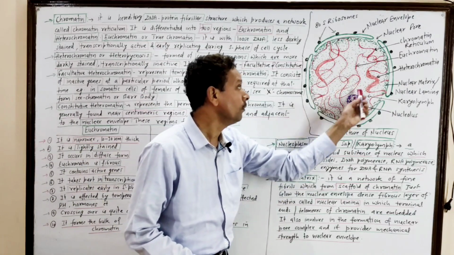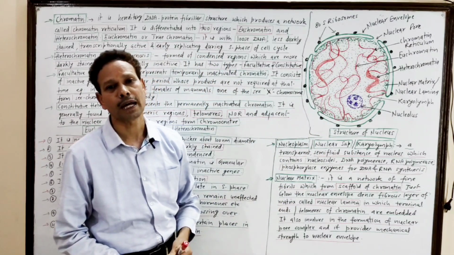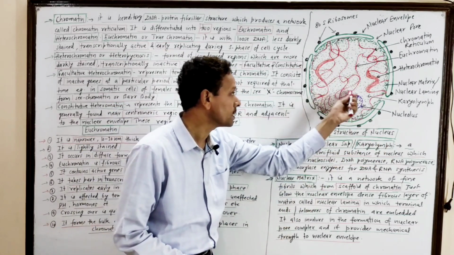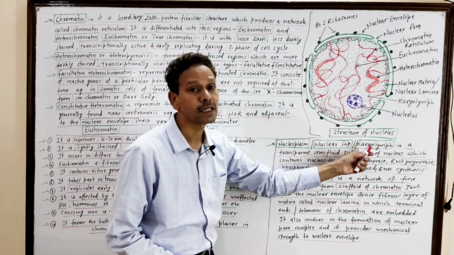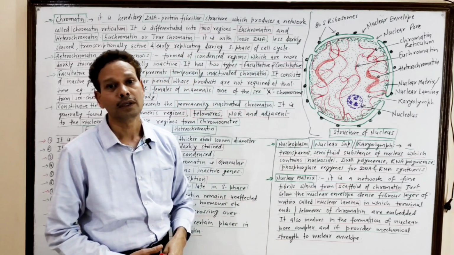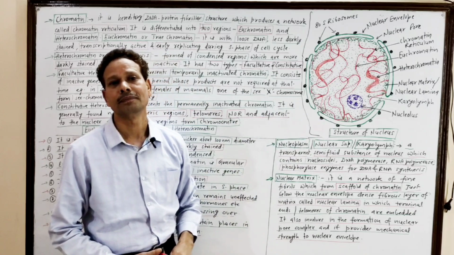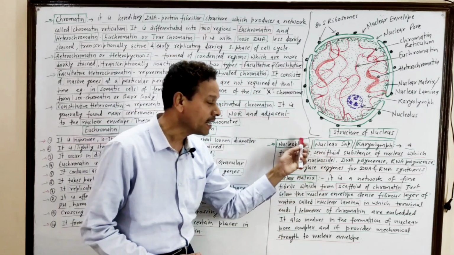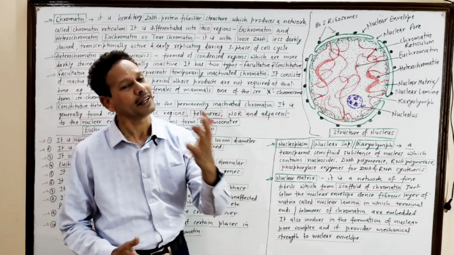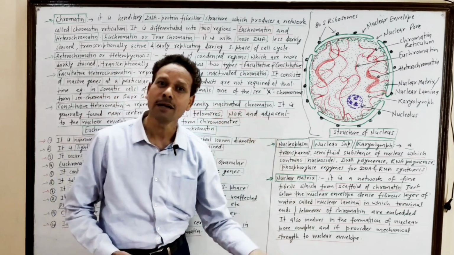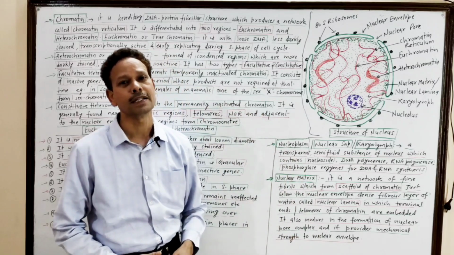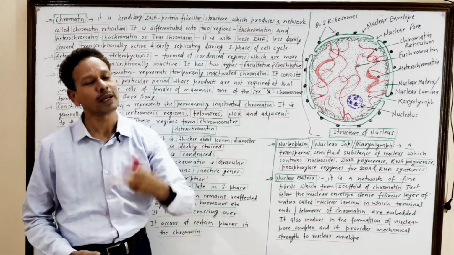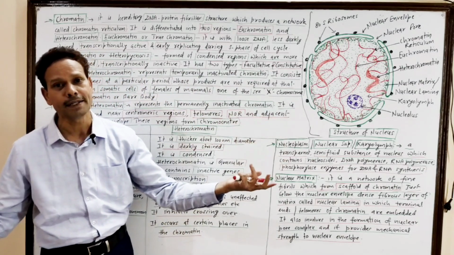Nucleoplasm is the semi-fluid, transparent fluid of the nucleus, also called nuclear sap or karyolymph. This nucleoplasm contains nucleosides and some enzymes like DNA polymerase, RNA polymerase, and phosphorylase for the synthesis of DNA, RNA, as well as nucleotides.